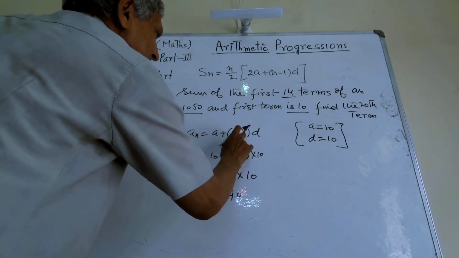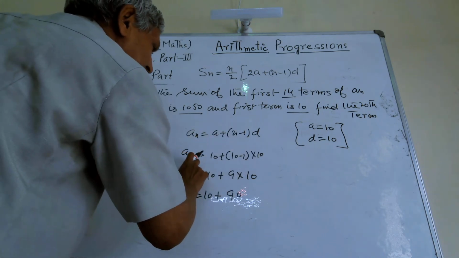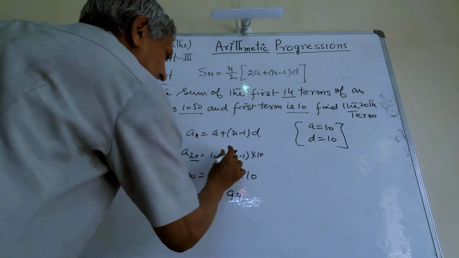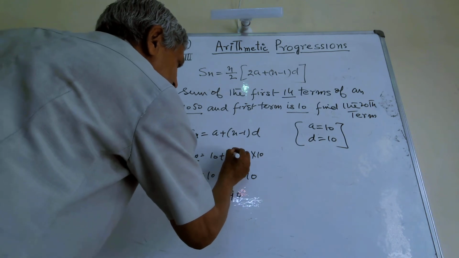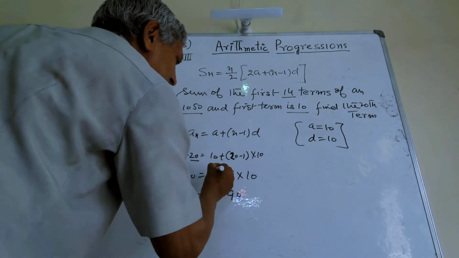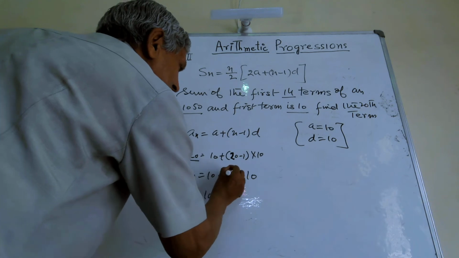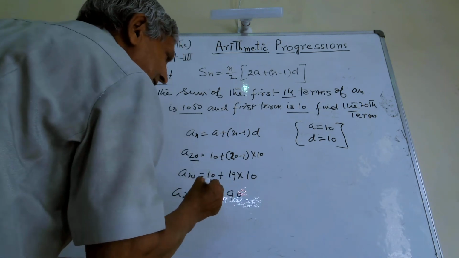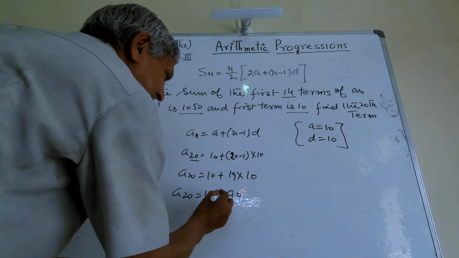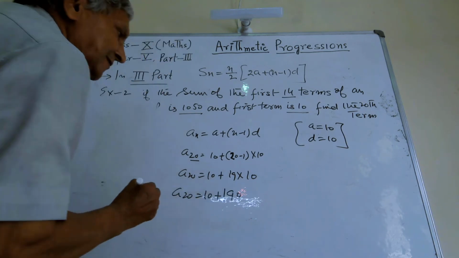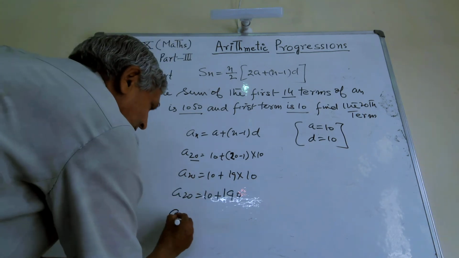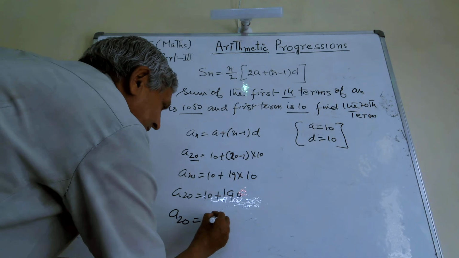a + (n - 1) into 2. a20: here this is 20, and this is also 20, and this is 19, and this is 190. And a20 is equal to 200.